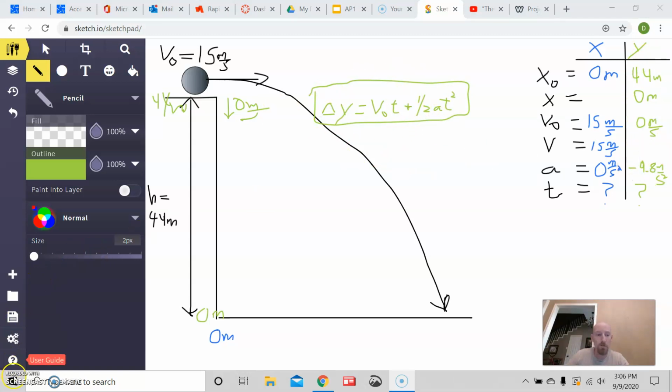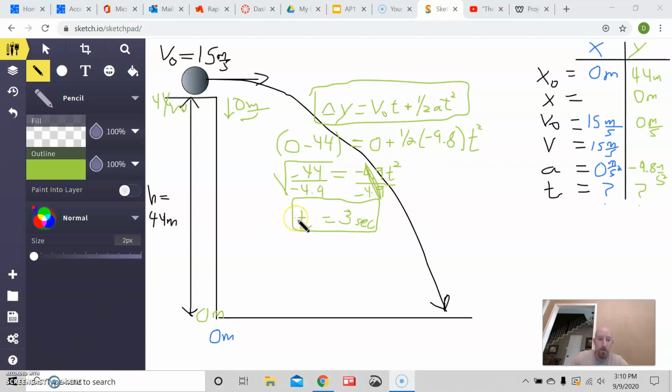I'm now going to substitute numbers in. That means change in y, final minus initial. So if it starts up here at positive 44 and ends up down there at 0, that's 0 minus 44. The initial velocity term becomes 0 because my initial velocity is 0, so 0 times anything is 0. Now I'm going to simplify. I have to solve for t. Negative 44 on the left, and then I have half of negative 9.8, which is negative 4.9, times t squared. I will divide and take the square root. I get about 3 seconds. So it takes about 3 seconds for the ball to fall from up here to down here.